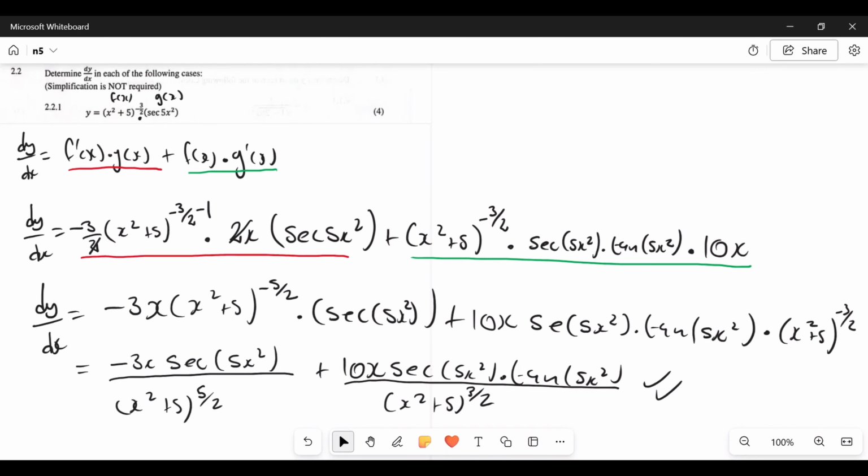So on this question here, guys, we have used two rules here. We have used the product rule and the chain rule.